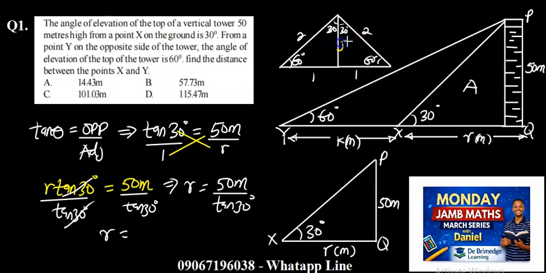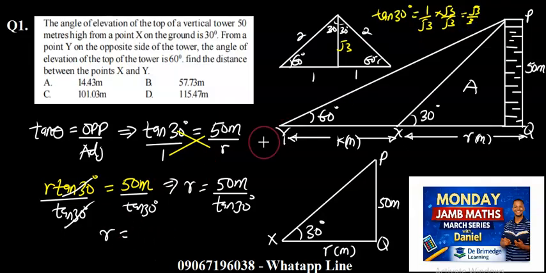So this is going to be root 3. Now it means that tan theta, using this function, means that tan 30 degrees is going to give us 1 over root 3, which if we rationalize by multiplying by root 3 over root 3, at the end of the day we are going to get root 3 over 3. So tan 30 is going to be root 3 over 3.